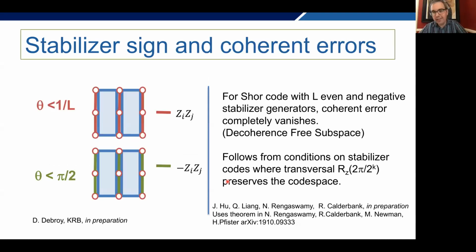Now, the other funny thing that happened, and maybe this is where the vegan bacon could come in, is that if you have coherent errors, the signs of the stabilizers matter. So if you make it an anti-ferromagnet instead of a ferromagnet, then this also rises up to pi over 2, because all of these errors basically cancel to a single qubit.